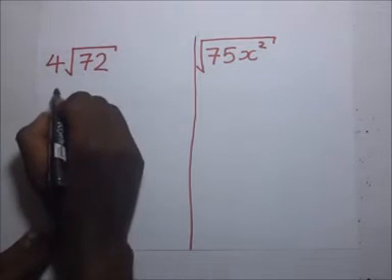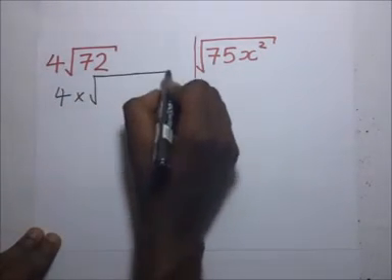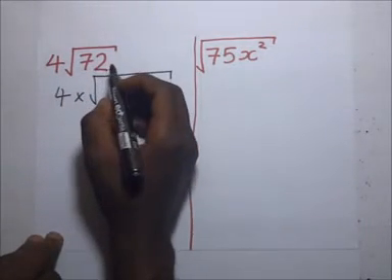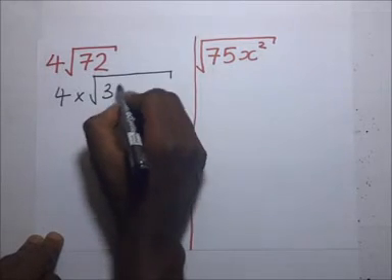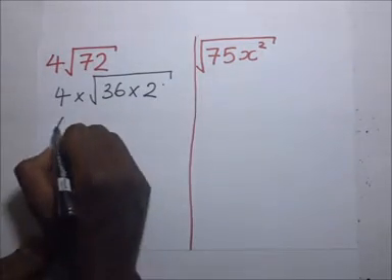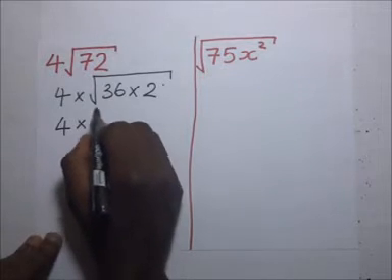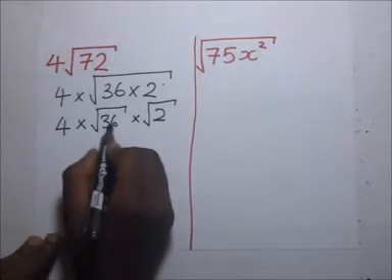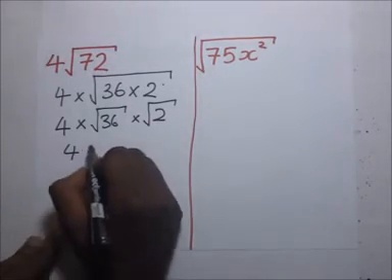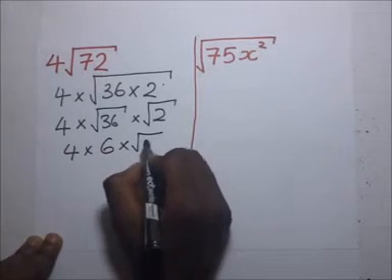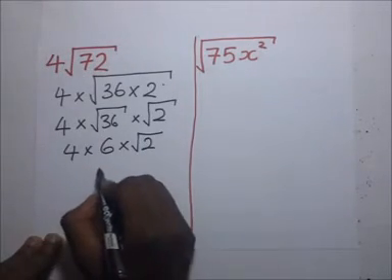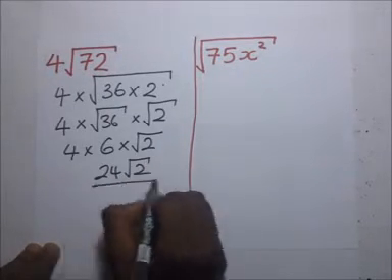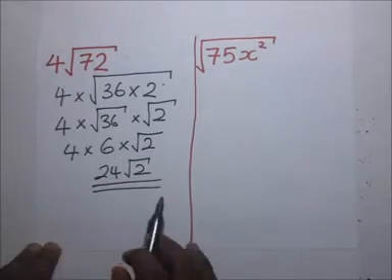So to simplify, this is going to be 4 times the square root of, now 72 can be simplified further into 36 times 2. And so this is going to become 4 times the square root of 36 times the square root of 2. So you realize that the square root of 36 is 6. So it's going to be 4 times 6 times the square root of 2. And 4 times 6 is 24. So it's going to become 24 times root 2. And now this is the simplified form of that surd.